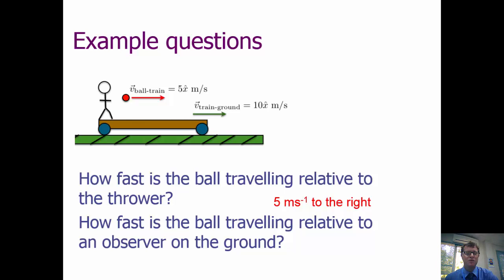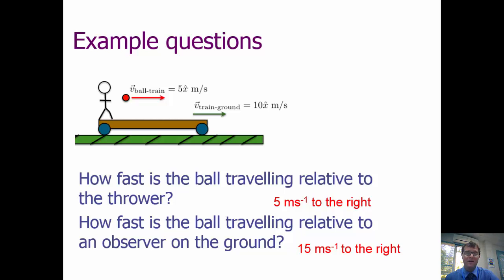Now, how fast is the ball traveling relative to an observer on the ground? Here we've got to think about the ball to the train and the train to the ground. So the relative velocities add up, and that gives us 15 meters per second to the right. Quite often we're thinking about objects moving to the left or to the right, and you've got to think of adding up those relative velocities. Ball to the train to the ground gives us a total value, which is the velocity of the ball to the ground.